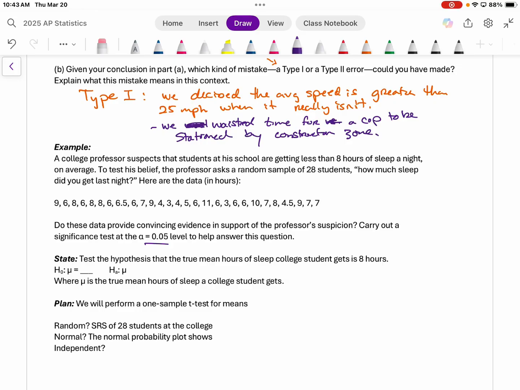A college professor suspects that students at his school are getting less than 8 hours of sleep at night, which is pretty true. To test his belief, the professor asked a random sample of 28 students how much sleep they got last night. Here's the data in hours. Do these data provide convincing evidence in support of the professor's suspicion? Carry out the same test at an alpha of 5% level to help answer this question.